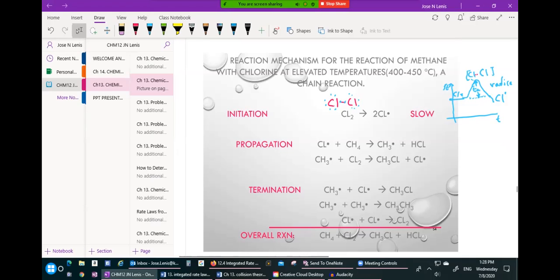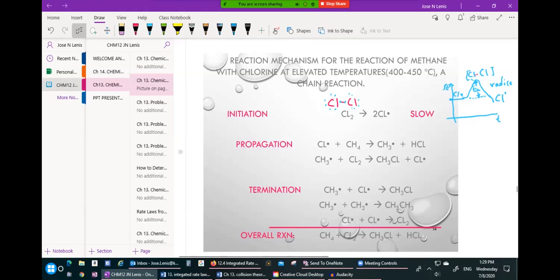making two Cl dot radicals, which is again very unstable, and that will react very quick with another species. The second step is the propagation step.